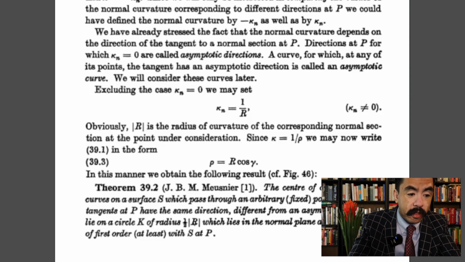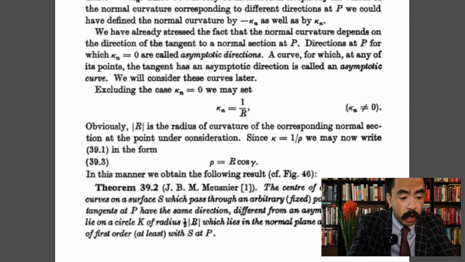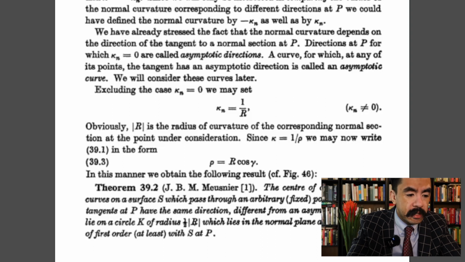We have already stressed the fact that the normal curvature depends on the direction of the tangent to a normal section at capital P. Directions at capital P for which kappa sub n equals 0 are called asymptotic directions. A curve for which at any of its points the tangent has an asymptotic direction is called an asymptotic curve. We will consider these curves later. Excluding the case kappa sub n equals 0, we may set kappa sub n equal to 1 over capital R, where kappa sub n is non-zero. Obviously, the magnitude of capital R is the radius of curvature of the corresponding normal section at the point under consideration. Since kappa equals the reciprocal of rho, we may now write kappa times cosine of gamma equal to kappa sub n in the form rho equals capital R times cosine of gamma. In this manner, we obtain the following result, the theorem of Meusnier, which goes with figure 46.